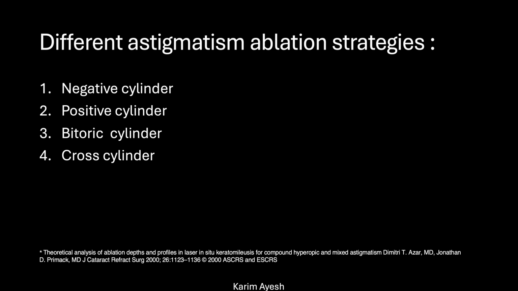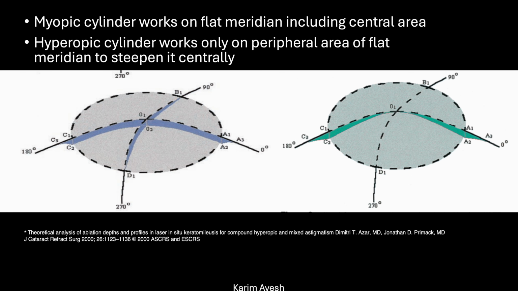Different astigmatism ablation strategies: negative cylinder, positive cylinder, bitoric, and cross cylinder. This diagram shows that a myopic cylinder works on the flat meridian, including the central area, while a hyperopic cylinder also acts on the flat meridian, but only works on the peripheral area to steepen the central area, but it doesn't work in the central area.